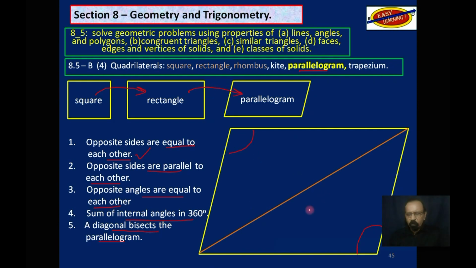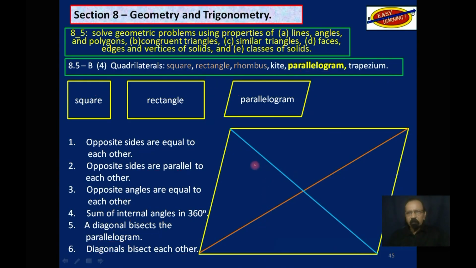It divides it into two equal parts. We also know that the diagonals bisect each other. Put in the blue diagonal there. The blue diagonal bisects the brown one, and the brown one bisects the blue one. So those are properties of all parallelograms. Now remember, in the case of the rectangle and the square and the rhombus, we may add a few more properties than those. But all parallelograms have those properties.